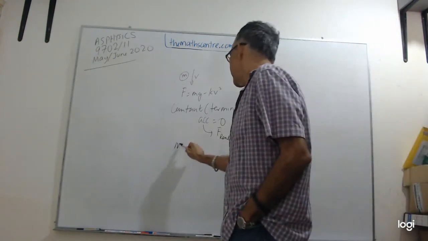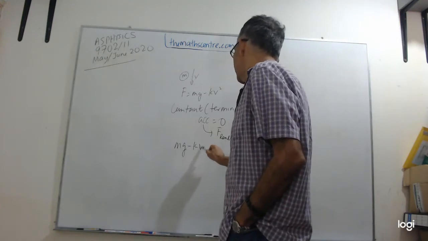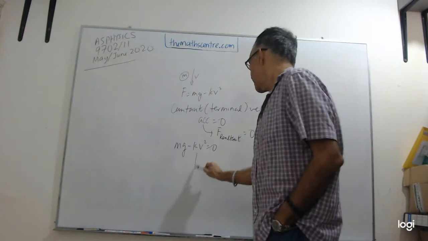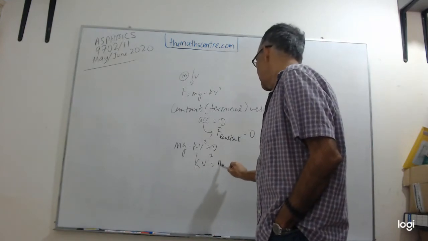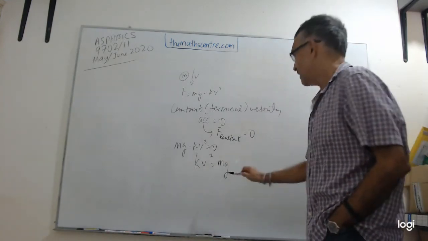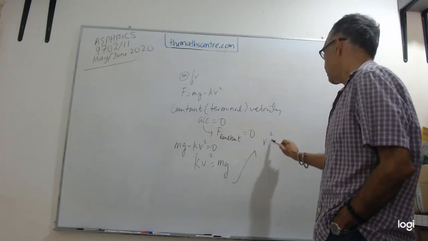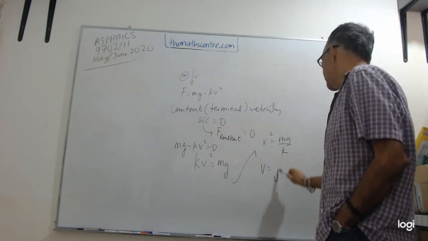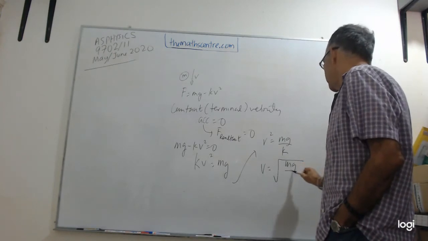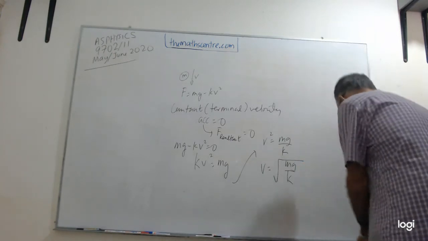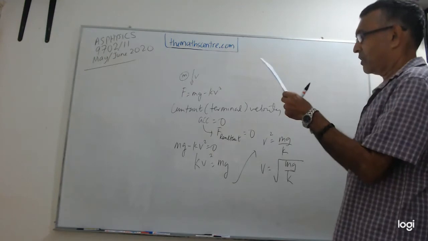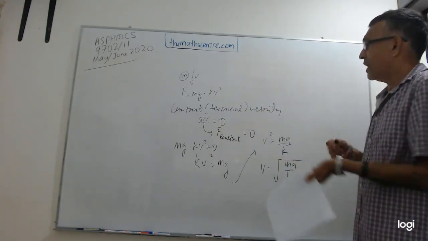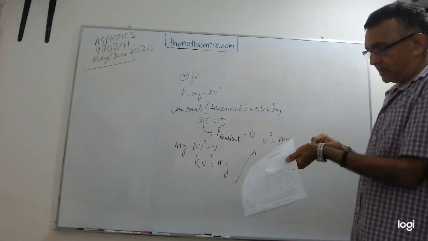Therefore, we can write mg minus kv squared is 0. Therefore, kv squared equals mg. Therefore, v squared equals mg over k, and v will be the square root of mg over k. And that gives you the correct response of C. So, question number 9 is pretty easy.